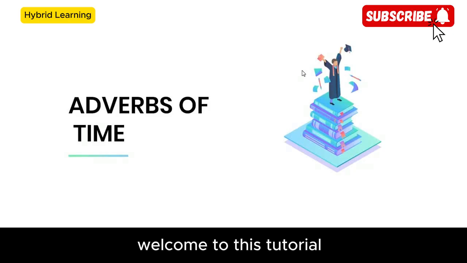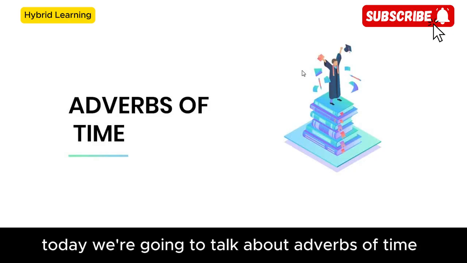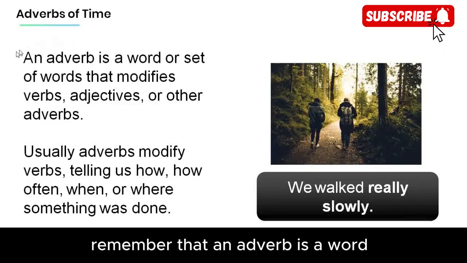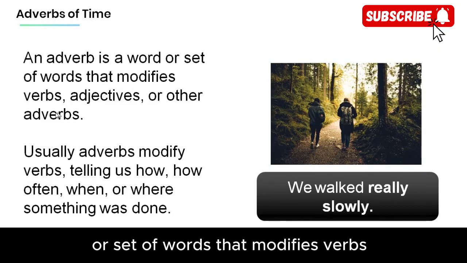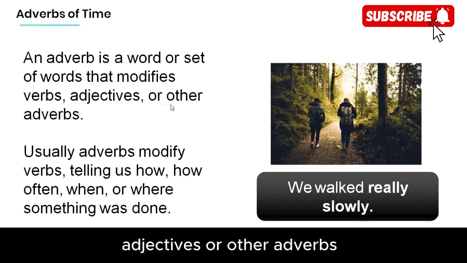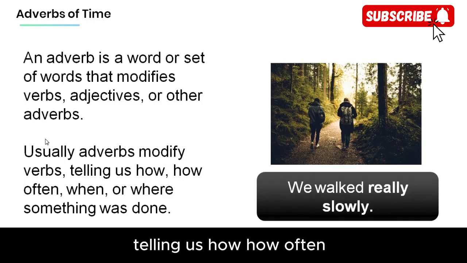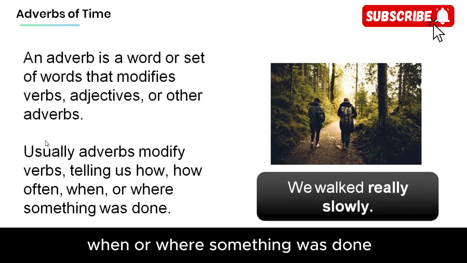Welcome to this tutorial. Today, we're going to talk about adverbs of time. Let's get started. Remember that an adverb is a word or set of words that modifies verbs, adjectives, or other adverbs. Note that adverbs usually modify verbs, telling us how often, when, or where something was done.